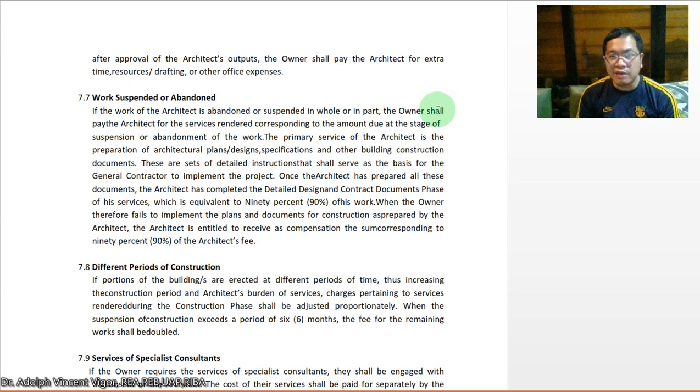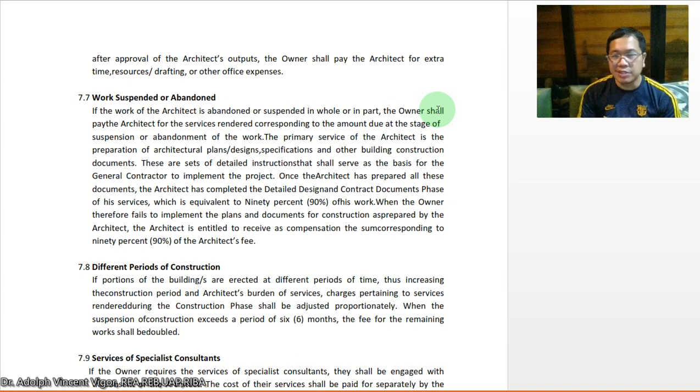The primary service of the architect is the preparation of the architectural plans, designs, specifications, and other building construction documents. These are sets of detailed instructions that shall serve as the basis for the general contractor to implement the project. Once the architect has prepared all these documents, the architect has completed the detailed design and contract documents phase of his service, which is equivalent to 90% of his work. When the owner therefore fails to implement the plans and documents for construction as prepared by the architect, the architect is entitled to receive as compensation 90% of the architect's fee.